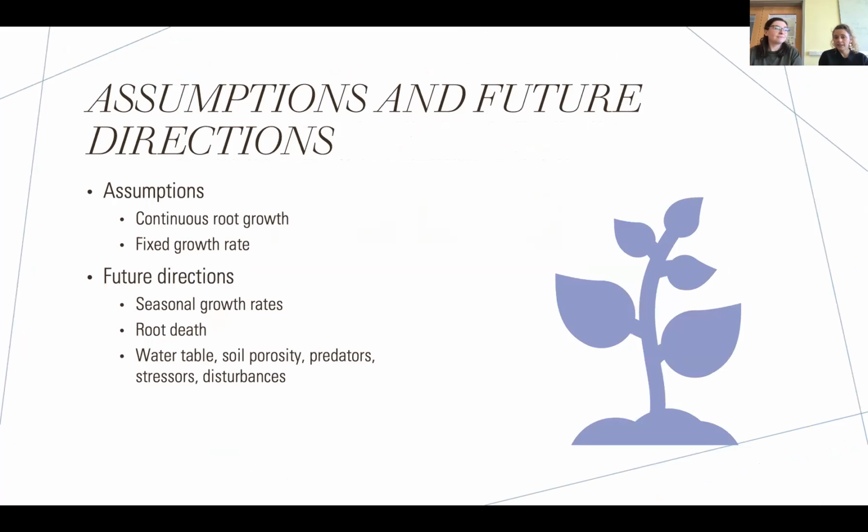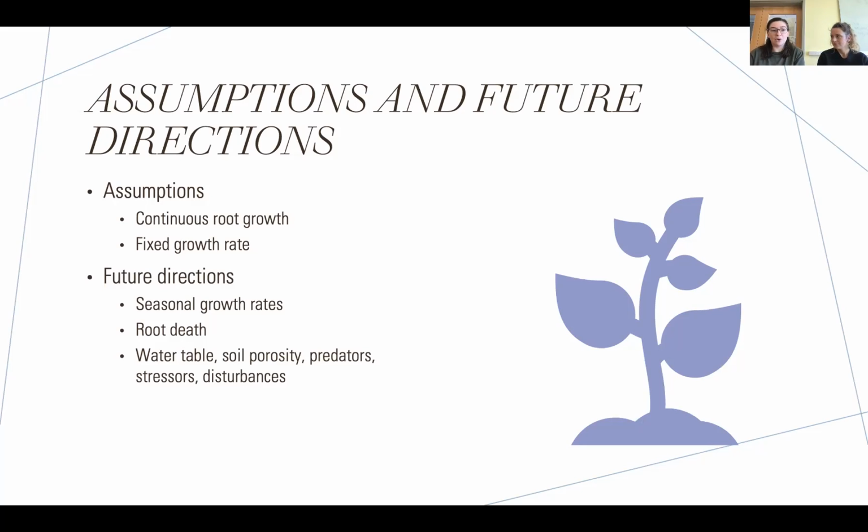Our model definitely makes some assumptions, like continuous root growth and a fixed growth rate. We know that in nature, this is not the case. Roots tend to grow differently during different seasons and encounter a myriad of other biotic and abiotic factors that change the way that they grow. So for our future directions, we should challenge these assumptions and edit this model to incorporate different growth rates based on season or even species, and also have the roots be able to die on their own naturally rather than just when they encounter rocks.